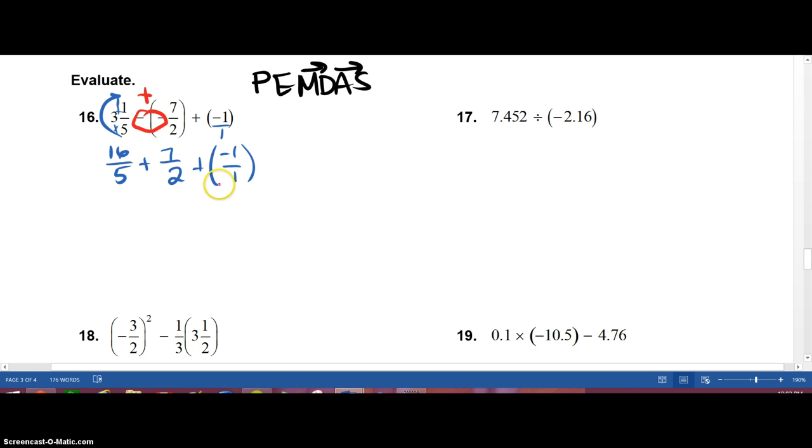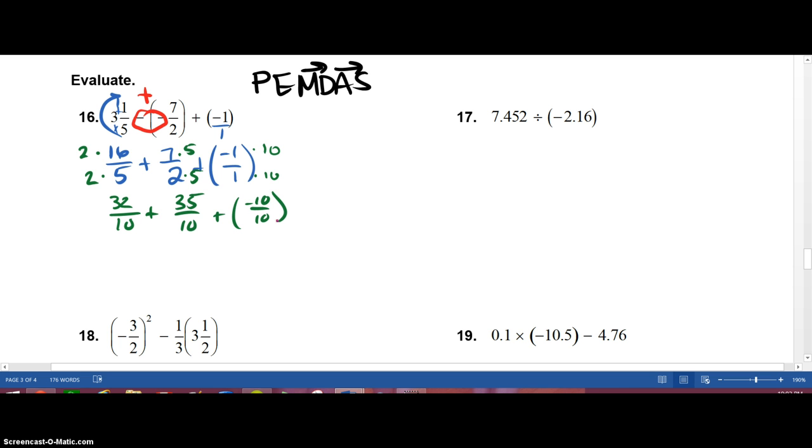Now, I'm adding fractions here, so I'm going to have a common denominator. If I look at these three denominators, 5, 2, and 1, I'm going to see that my common denominator will be 10. So I'm going to multiply first fraction, numerator and denominator by 2. Second fraction, numerator and denominator by 5. And third fraction, numerator and denominator by 10. So I will have 32 tenths plus 35 tenths plus negative 10 over 10. So now I have all common denominators.